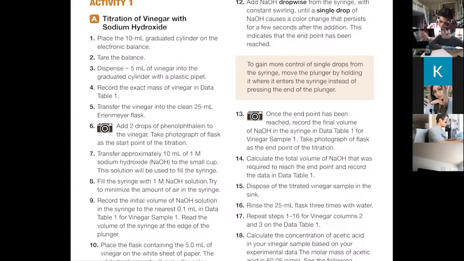All right, so I got 4.85. So it'll be a little bit less this time. Then 4.84. Okay. So 4.5, 2 drops of this indicator. Since we added less vinegar this time, we're going to need less of this solution as well.